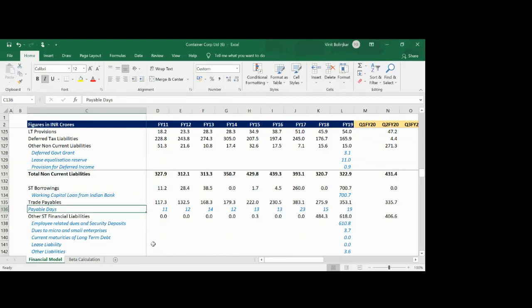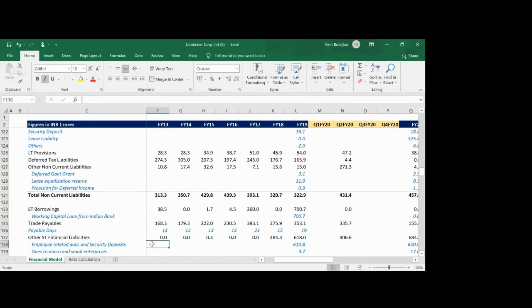So what do I mean by payable days? Your working capital is typically seen in the number of days it requires, and basically what you do is take your total trade payables divided by your working capital, into 365, and that will tell you your payable days. Similarly, this is your debtors into 365. Look at this formula here: debtors into 365 divided by net sales. Likewise, your inventory days are calculated, and likewise your debtor days are calculated.